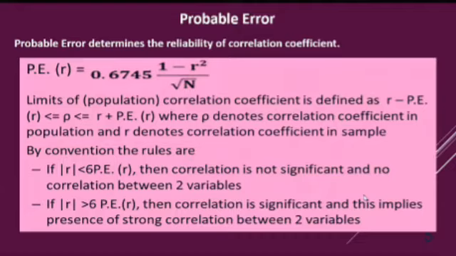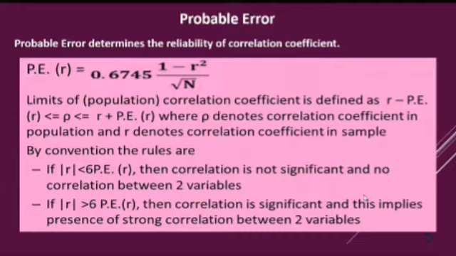Suppose you have absolute value of r greater than 6 times the probable error, then correlation is significant. It means that X and Y are correlated. Now again, strong correlation, less correlation, all those things are there. You forget about that. Now you can say whether it is significant or not significant, in the sense whether there is a relationship between the two variables or there is no relationship between the two variables. Using probable error, you can give conclusion about the population correlation coefficient.